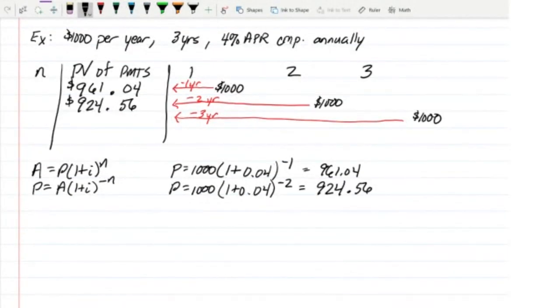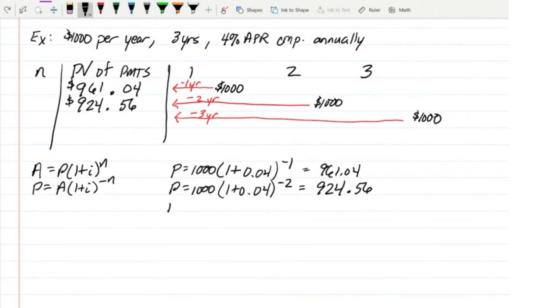And you can think about that as, if I put $924.56 in the bank today, it would be worth $1,000 at the end of year two. So I'm breaking this into sort of sub accounts the same way I did for future value. But these amounts are going down because I'm bringing them back to the present. I'm ungrowing them.